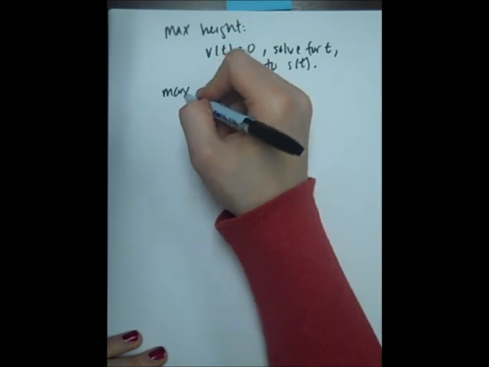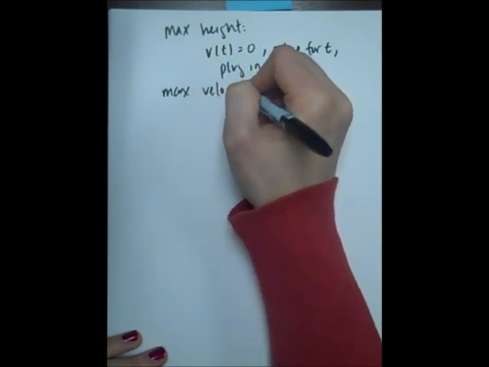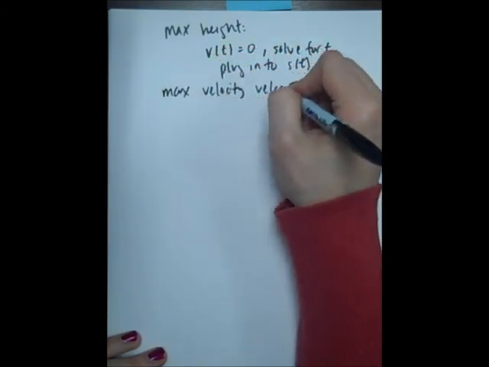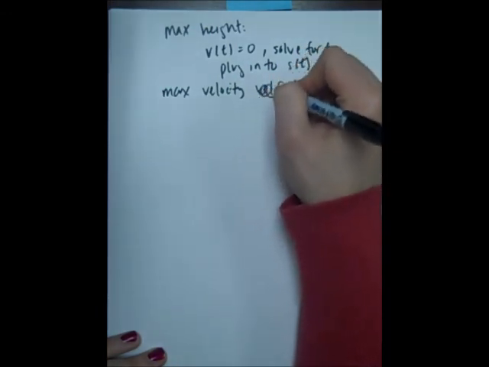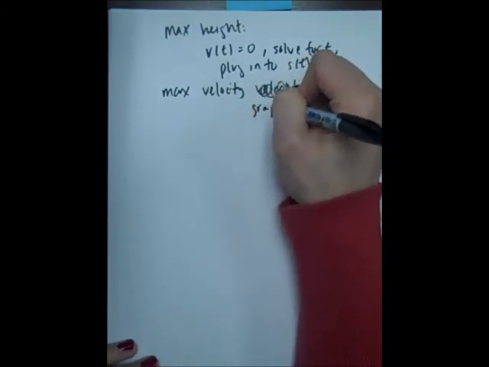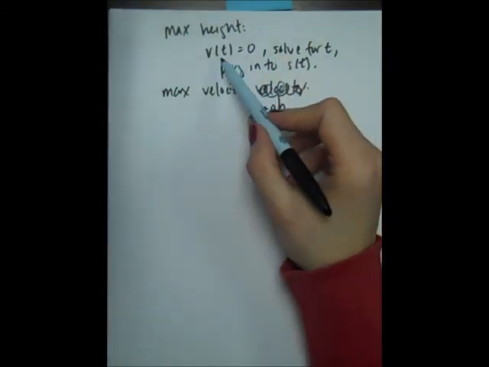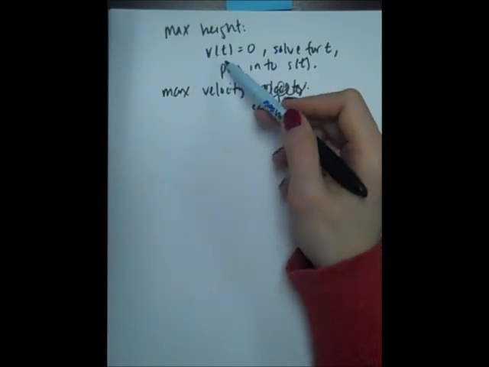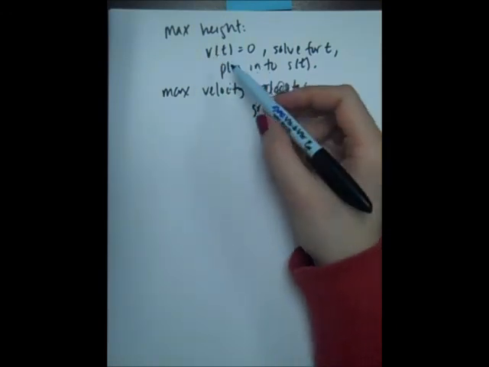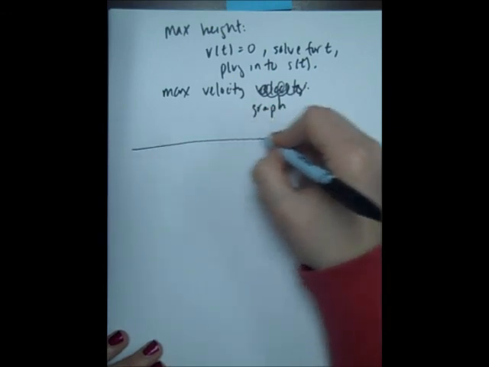To find the maximum velocity, we're going to look at the graph. We're going to graph it. We don't know how to find maximum velocity just yet. We're going to look at the graph for this one. Alright, so to find maximum height, we're going to have to figure out V of t. Well, to find V of t, we need to find S of t, because V of t was the derivative. So let's find S of t.